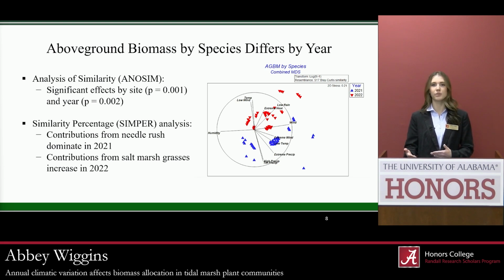And then the lines with the labels, those are our environmental meteorological parameters. And so they are driving the differences in similarities and dissimilarities between the years. And so what we see is that the years tend to separate right off the bat. And when you run a similarity percentage analysis, you find that one species in particular, the needle rush, contributed to 73% of all the similarities between plots in 2021. But when you get to 2022, that contribution drops to about 59%. And you start to see more contribution to similarities from salt marsh grasses in 2022.